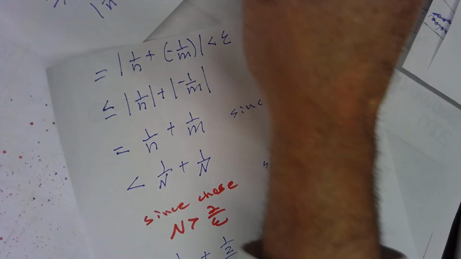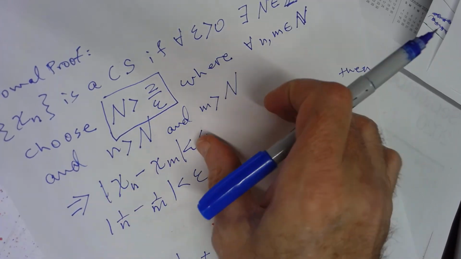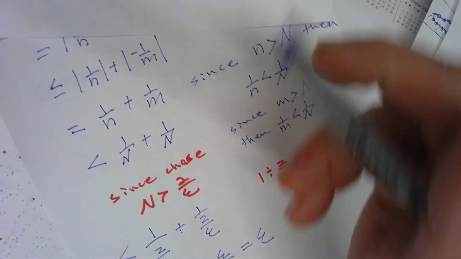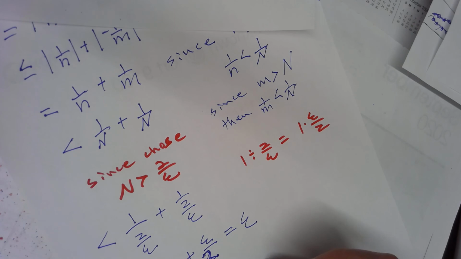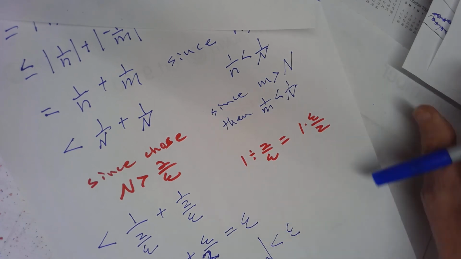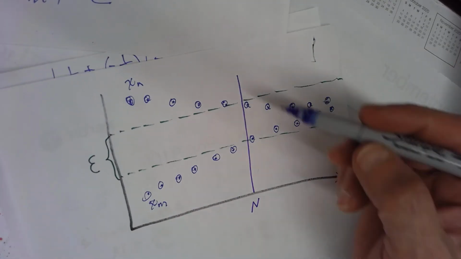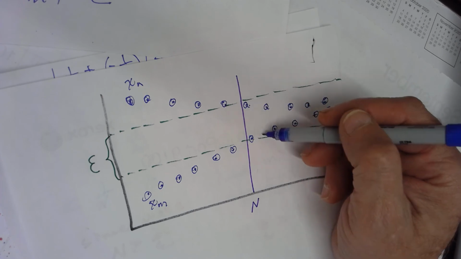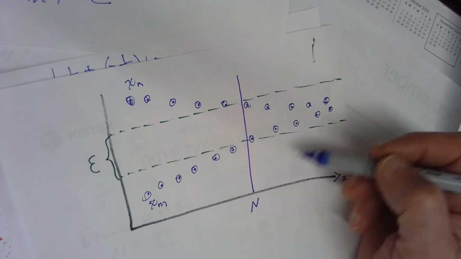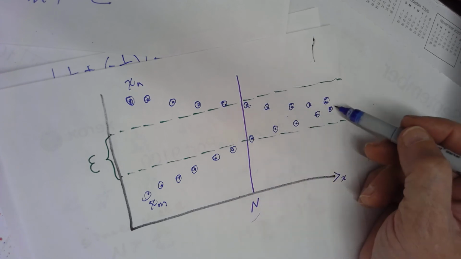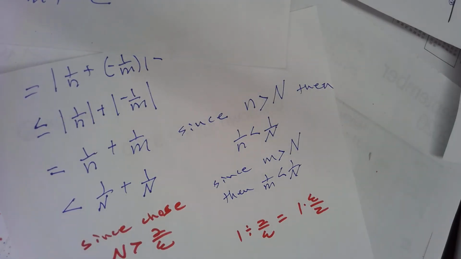So that proves that x sub n minus x sub m is less than epsilon. That means that the difference between x sub n and x sub m is within epsilon, and so it shows that after it goes past N, it is in fact a Cauchy sequence. And that concludes our video.